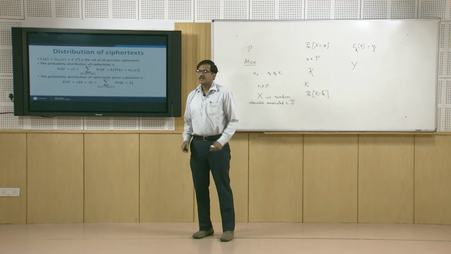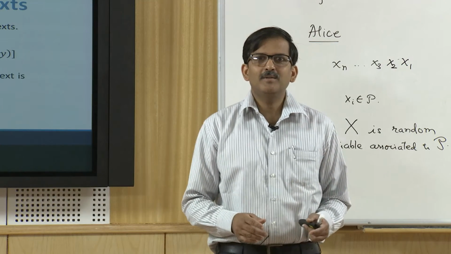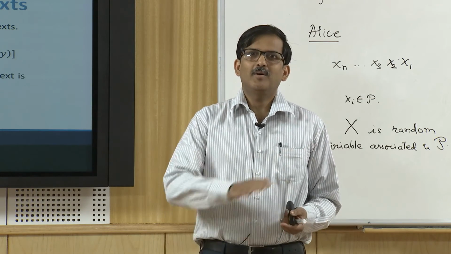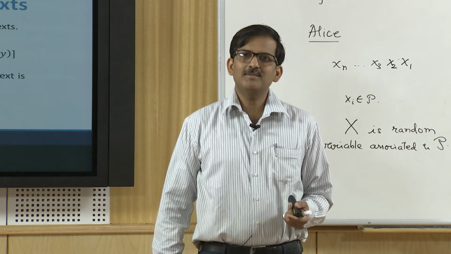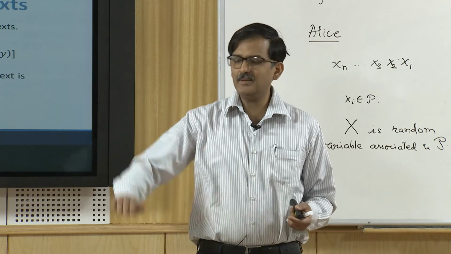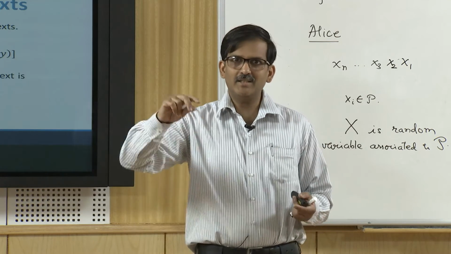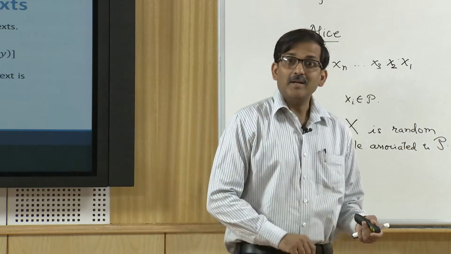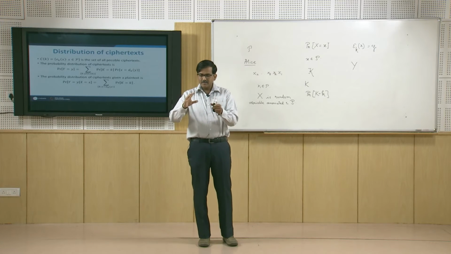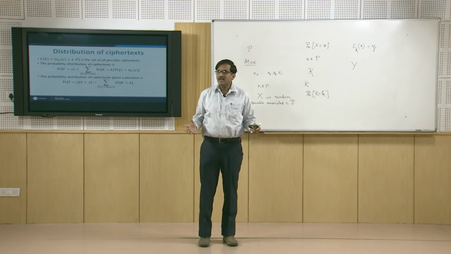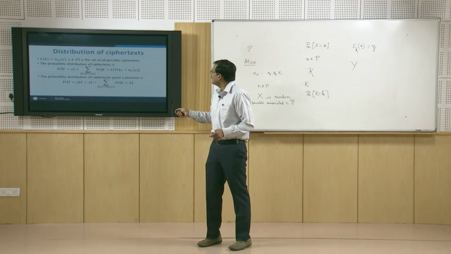Now, we have assumed that there is a probability distribution on the set of plain text, and we know the random variable corresponding to that, that is X. We have assumed there is a probability distribution on the key space, and there is a random variable corresponding to that, that is capital K, and we know that X and K determine Y. So, the question is: what is the probability distribution of Y?